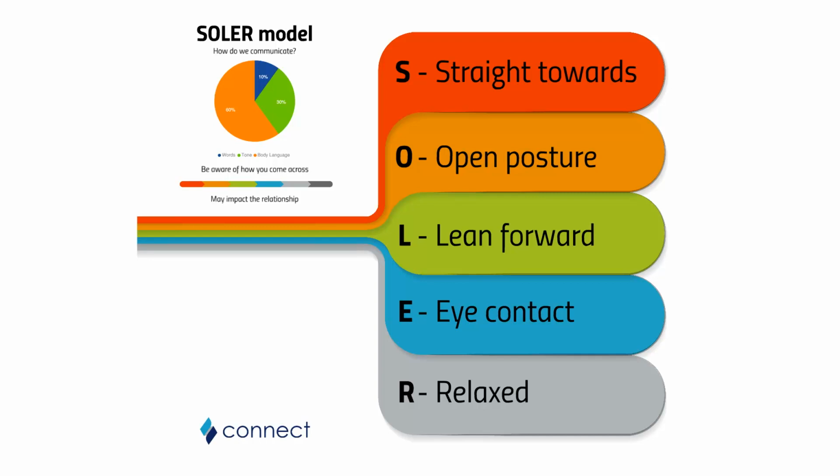And you may also have heard of this model as the SOLERB model. There is an additional B to this, which is sometimes used, and that B is to do with breathing. It's to do with regulating your breath. So you're not exhaling at the wrong moment. You may need to exhale because you've been holding your breath, trying to listen, etc.